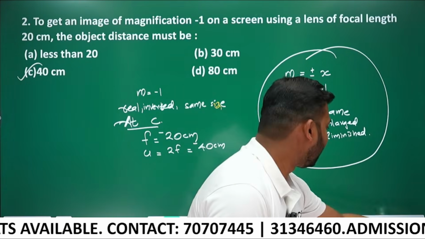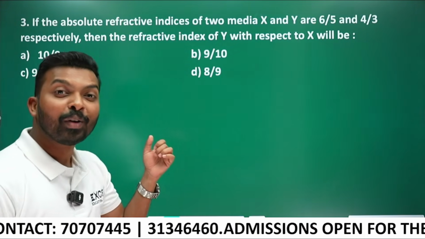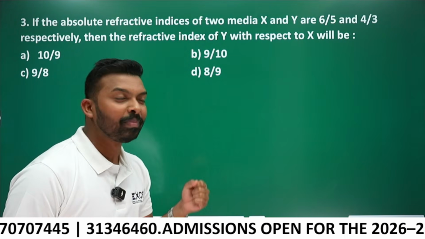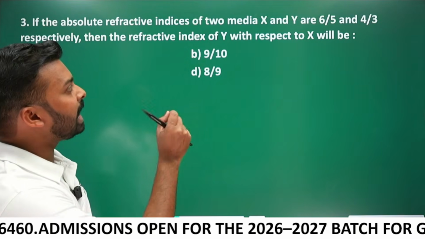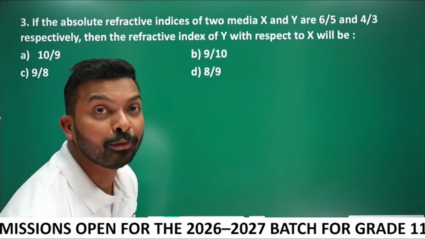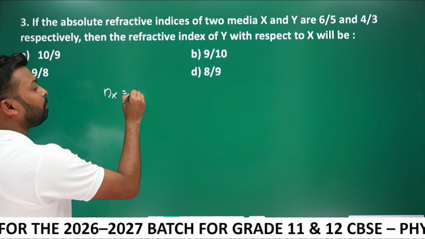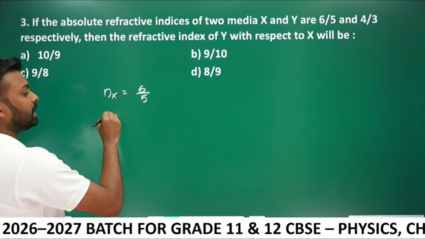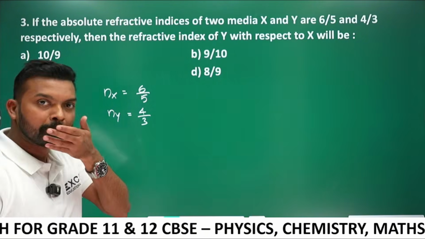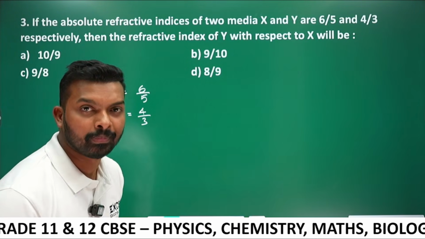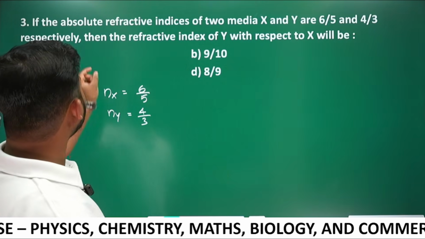So what's the next question? This question is from refractive index. If the absolute refractive indices of two media x and y are 6 by 5 and 4 by 3, what are the refractive indices? Nx is equal to 6 by 5 and Ny is equal to 4 by 3. So it is given in fractions. Now what is to be found?